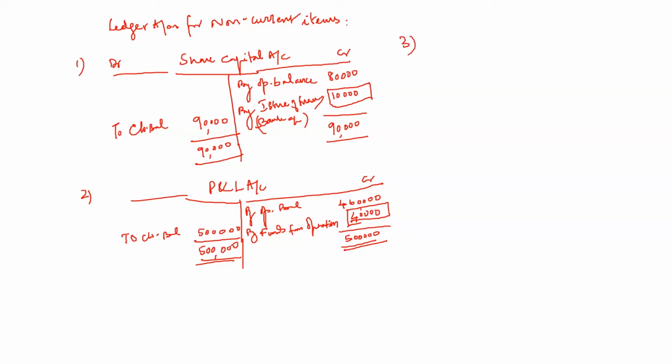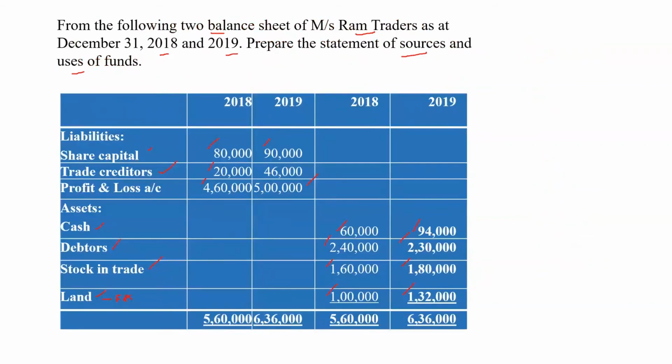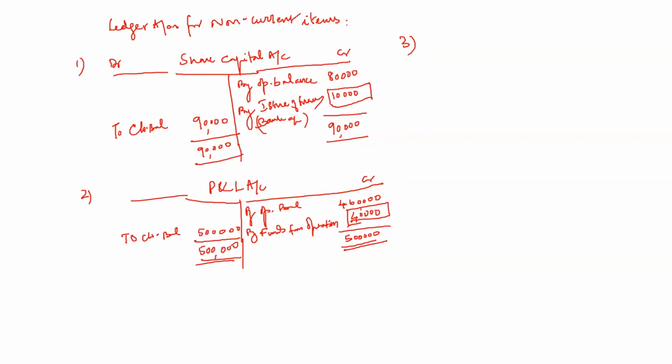Ledger number 3. So we have already done with the share capital, profit and loss account, and land account. So this is a basic question where there is no additional information. It's a straight and basic question. We are simply preparing the ledgers and we will be taking it up to the fund flow statement. The balances will be taken to the fund flow statement. So now I am doing land account.